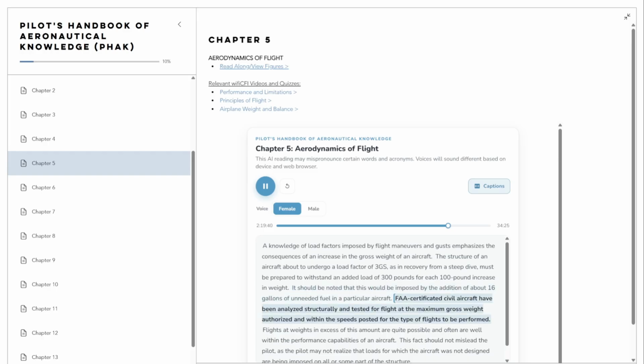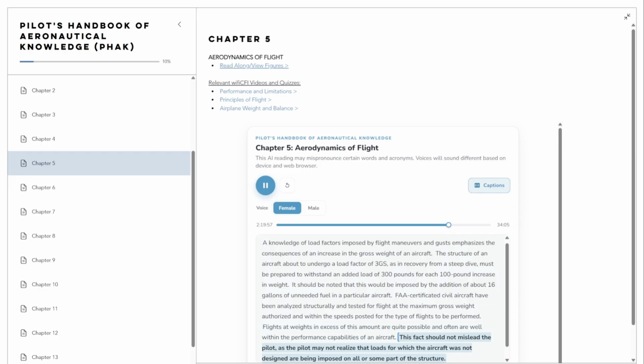FAA certificated civil aircraft have been analyzed structurally and tested for flight at the maximum gross weight authorized and within the speeds posted for the type of flights to be performed. Flights at weights in excess of this amount are quite possible and often are well within the performance capabilities of an aircraft.